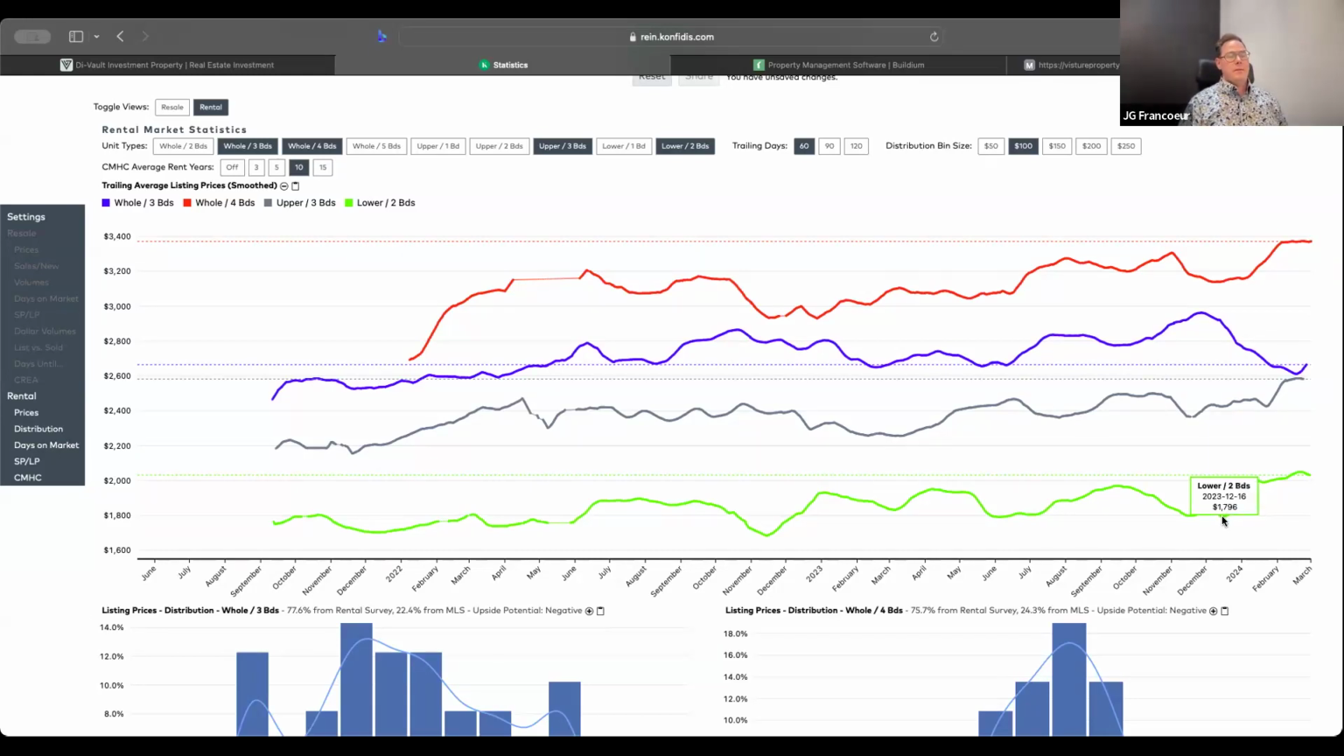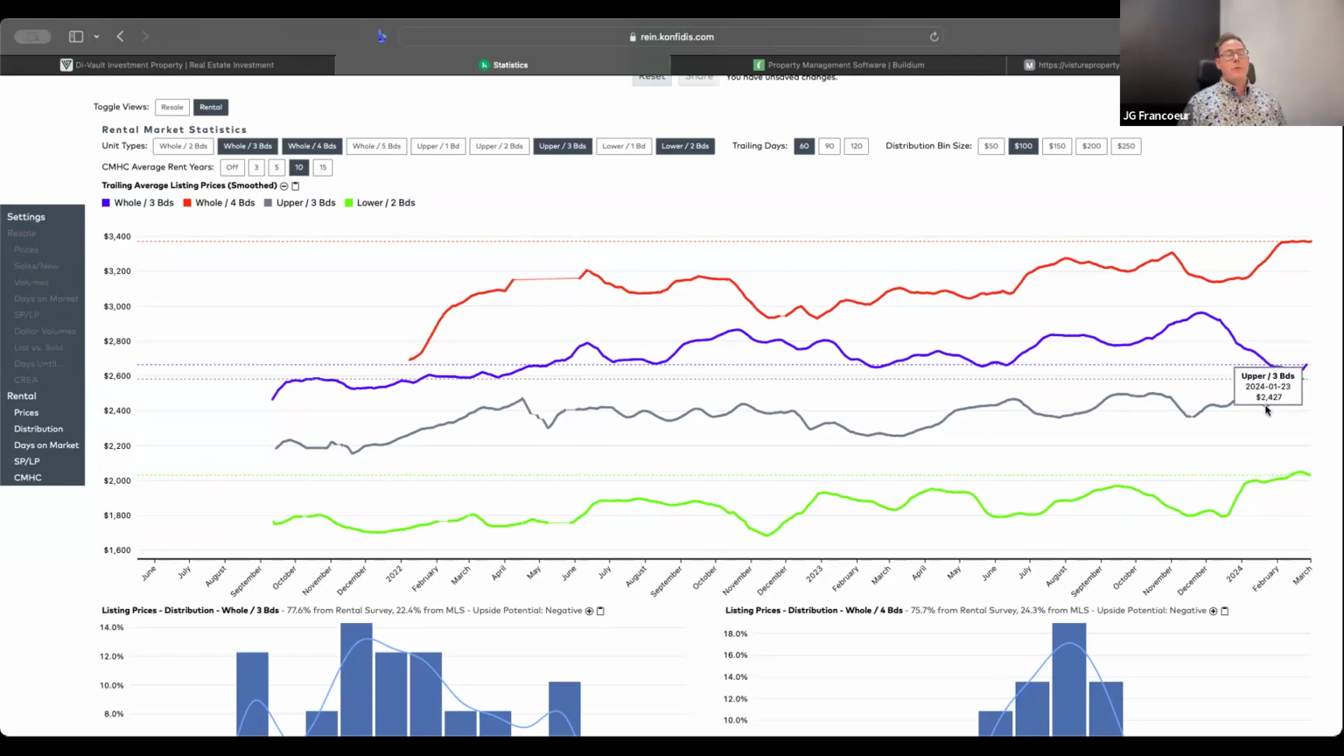Mid-December was the low point right here in terms of the lower 2 bedrooms. They were at about $1,797 average rent. It has gone up to $2,033, just from mid-December to now where we are in mid-March. So right now, the average lower 2 bedroom is $2,033 in Peterborough.